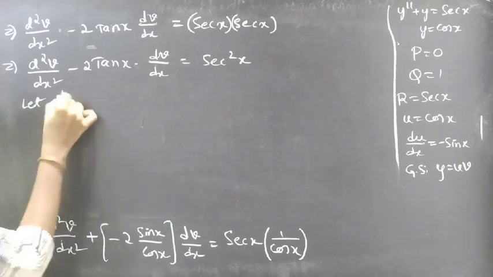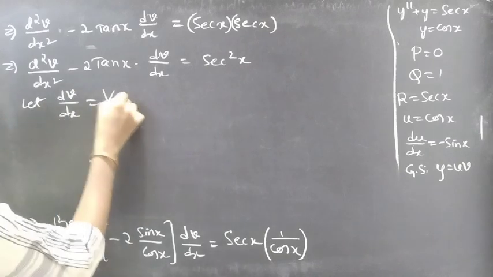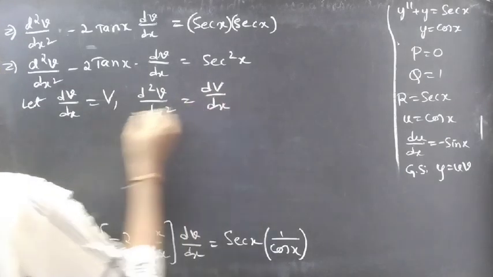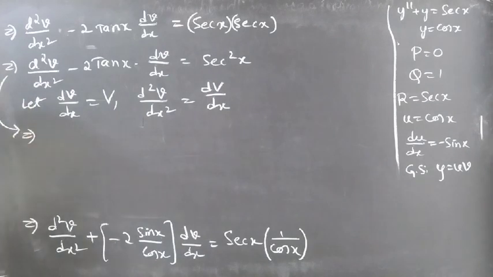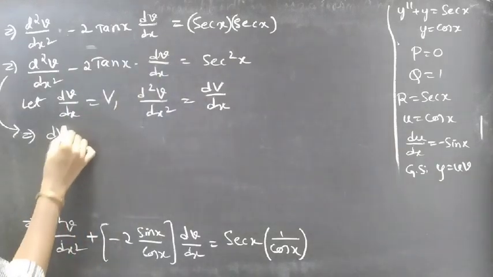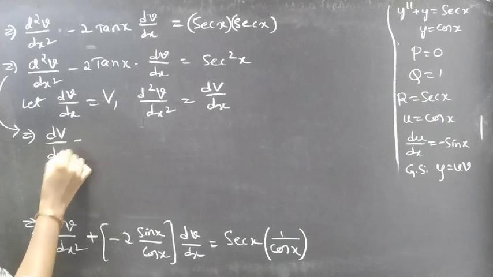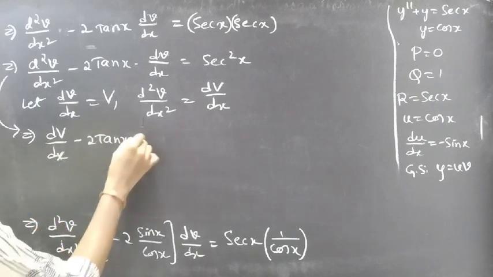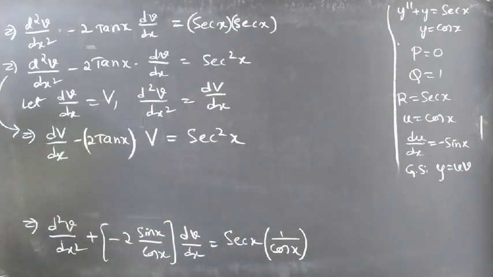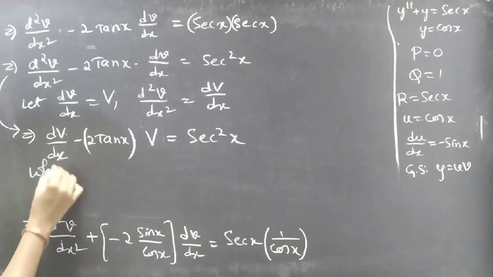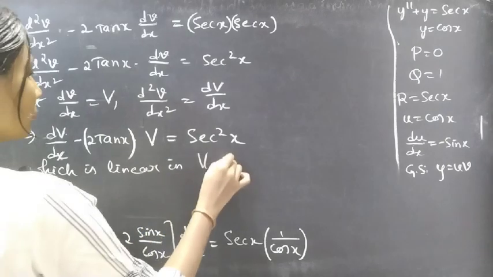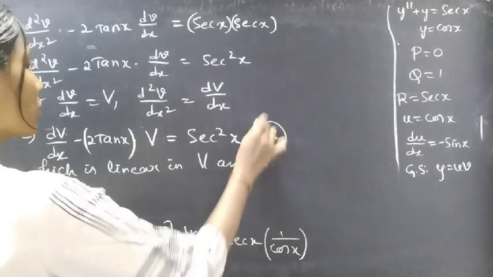Let dv by dx equal to capital V, then d square v by dx square will be d capital V by dx. Now the above equation becomes, simply replacing d square v by dx square with d capital V by dx and dv by dx with capital V, dV by dx minus 2 tan x into capital V equal to secant square x, which is linear in capital V and x. Consider the above equation as equation number 3.